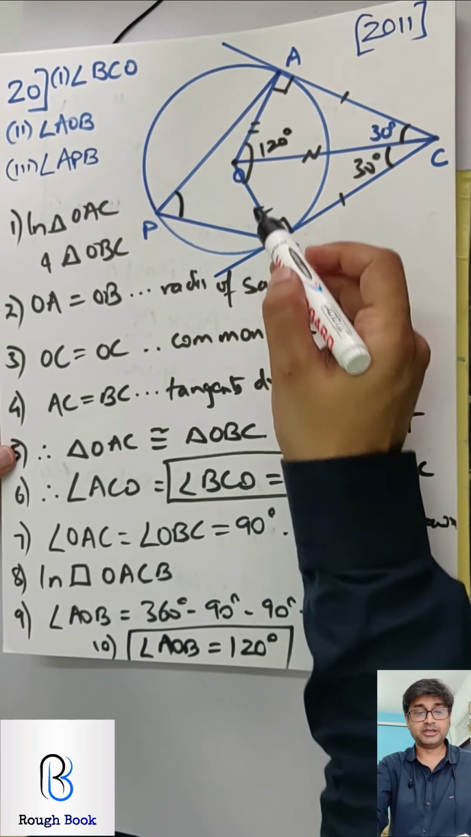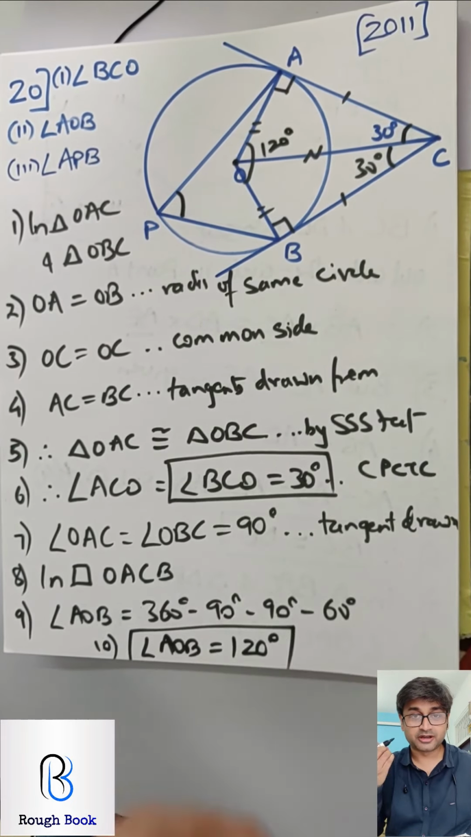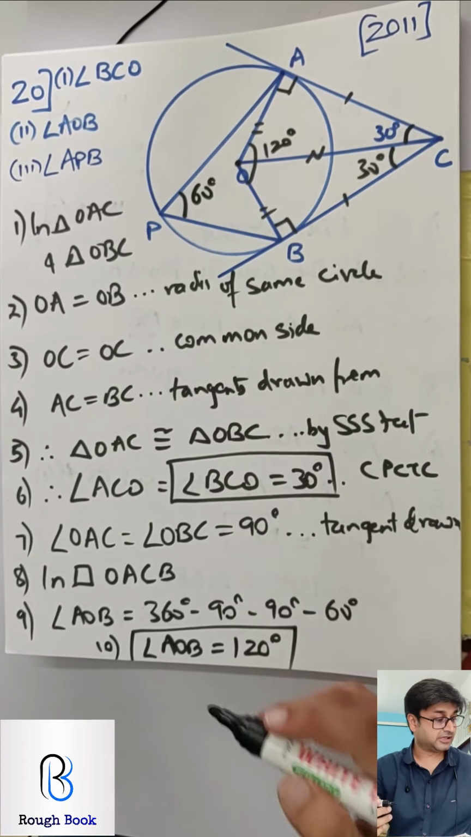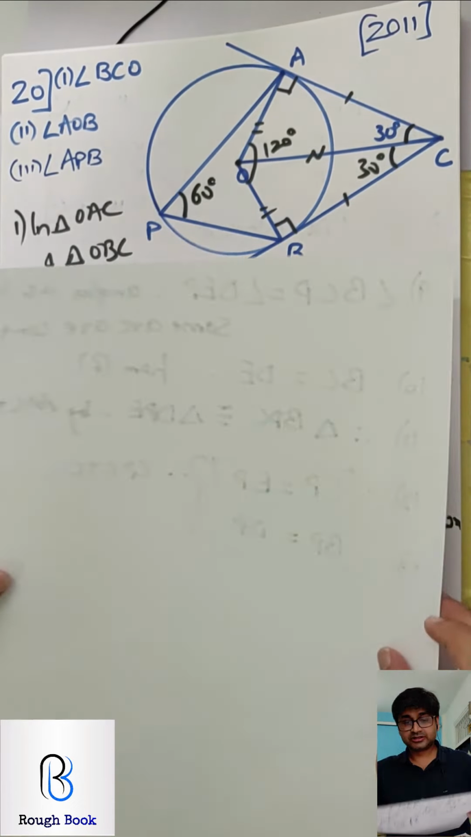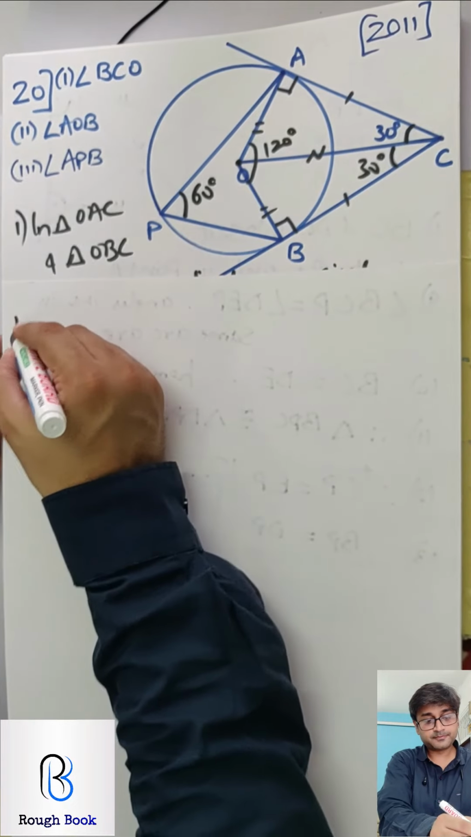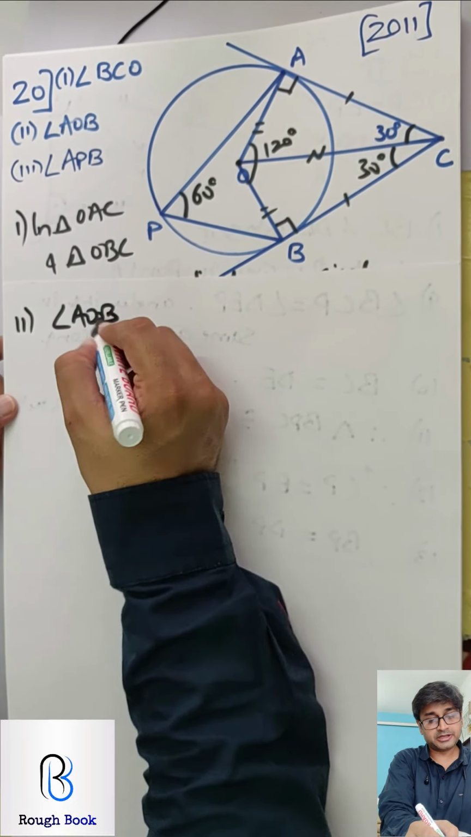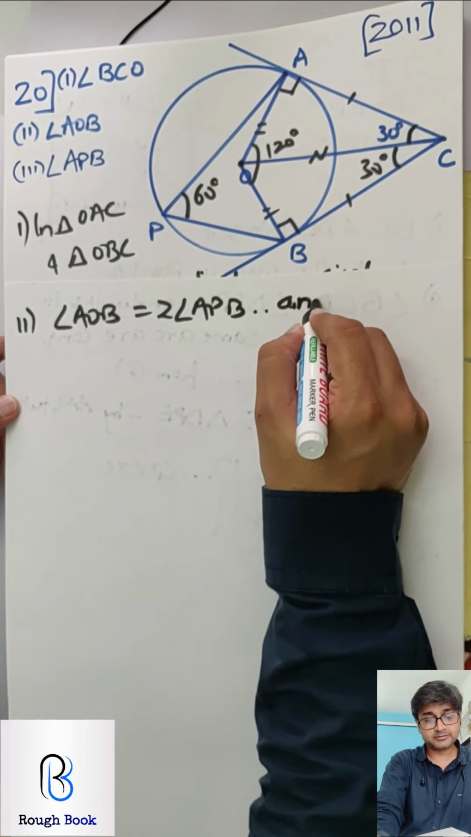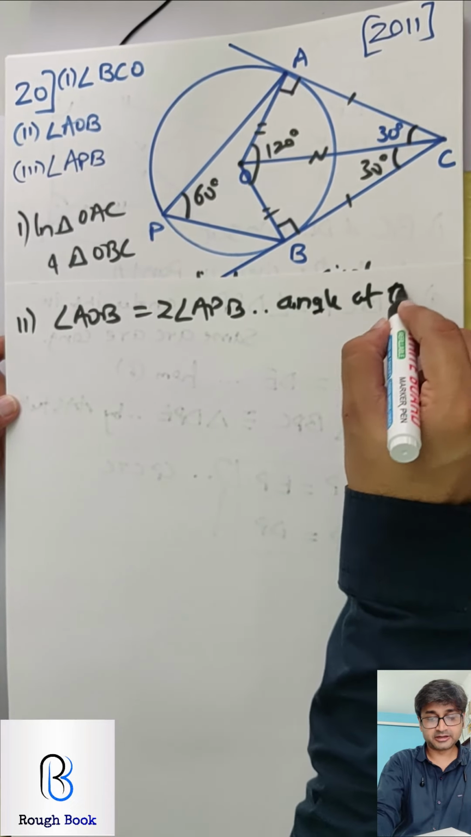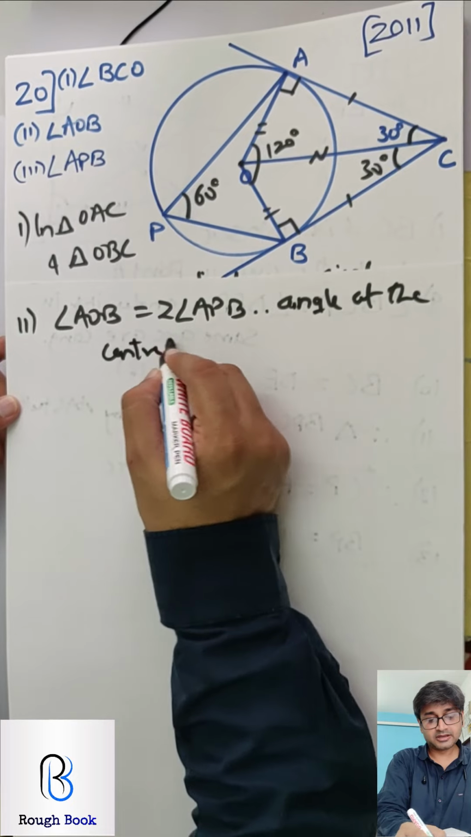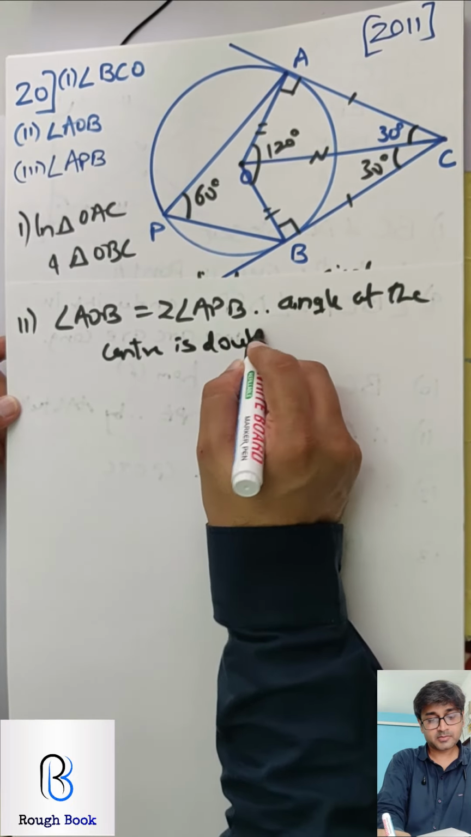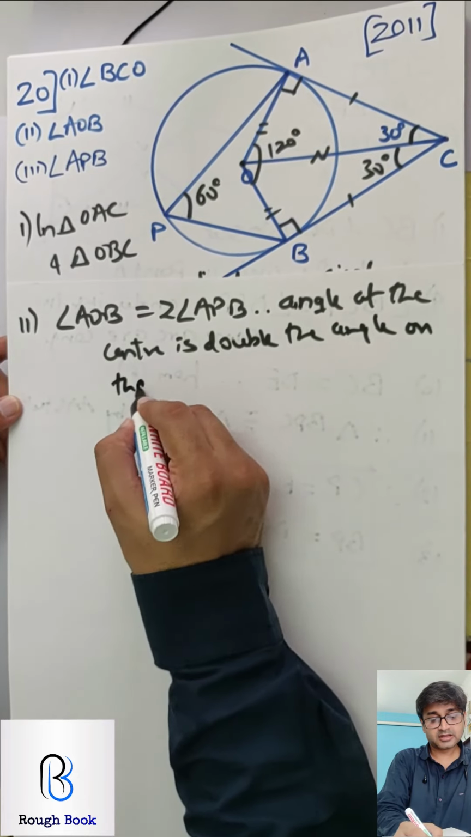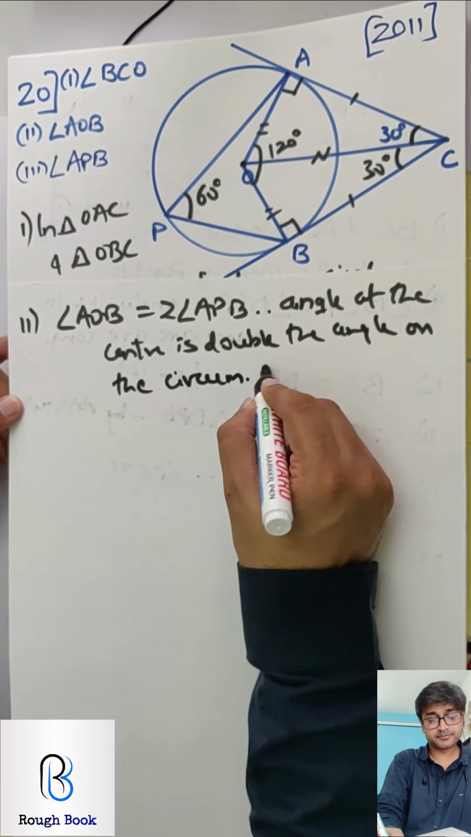Finally they want APB. So this is 120. How much? Come on now, this is the easiest one. 60. Angle at the center is double the angle on the circumference. So let's write step 11 onwards. Angle AOB is double of angle APB. Angle at the center is double the angle on the circumference subtended by the same arc.